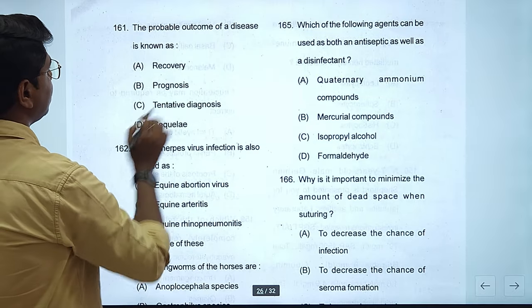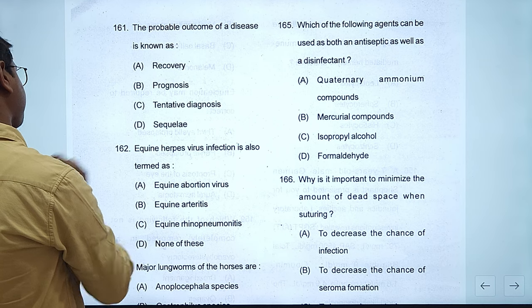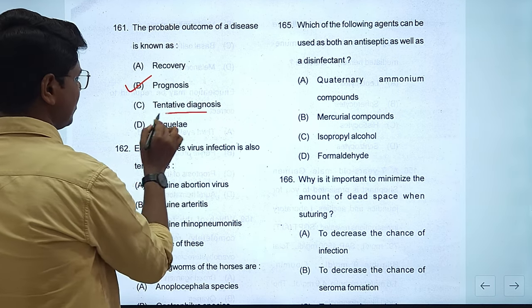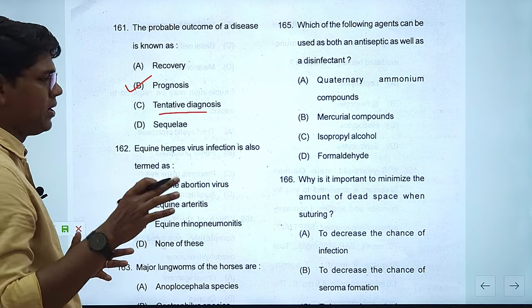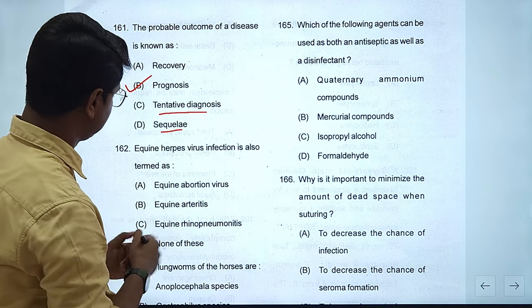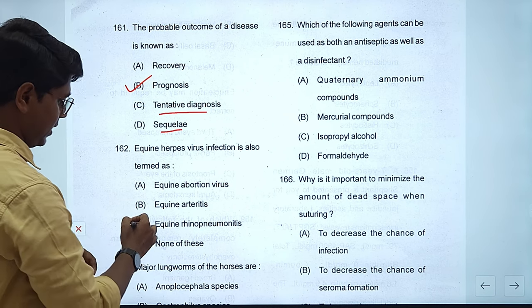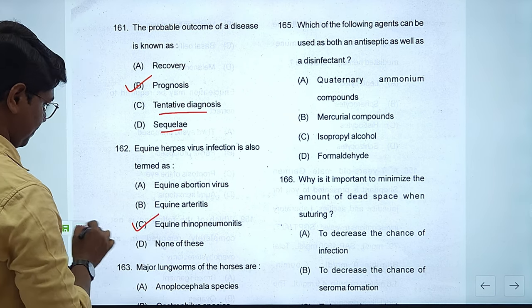The probable outcome of a disease is known as prognosis. Okay, tentative diagnosis means rough diagnosis or probable diagnosis. Sequelae basically signifies the consequences of a disease. Equine herpes virus infection is also termed as equine rhinopneumonitis.